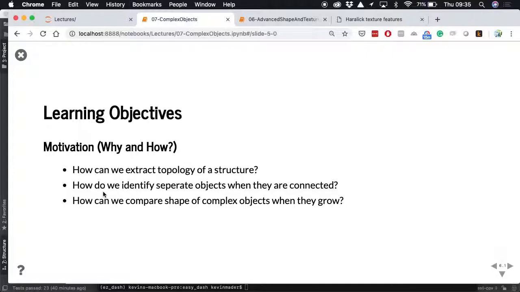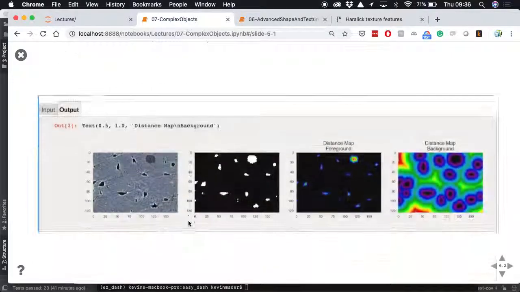The second part is how do we identify separate objects when they're connected. And so if we have a bunch of things that are connected together, how can we start to separate them? And so in the example of the foam that we had before, where you have all of the bubbles that are touching and connected to each other, but you still would like to identify where individual bubbles are. And then how can we compare the shape of complex objects when they grow, and what metrics can we introduce for that?